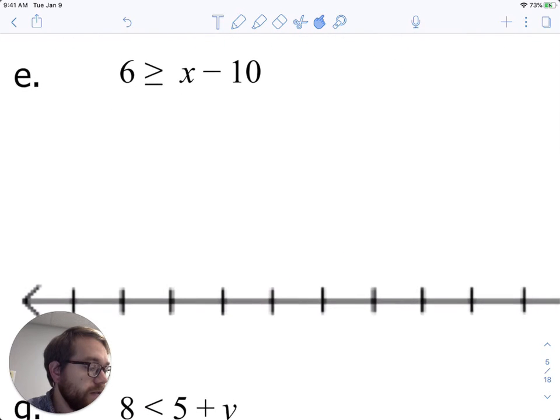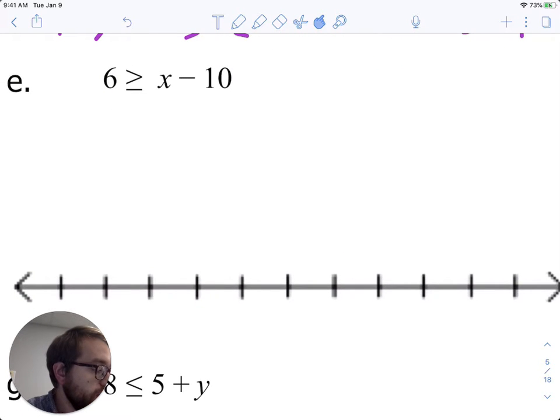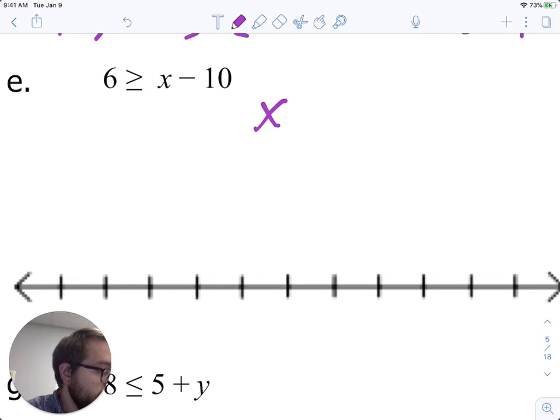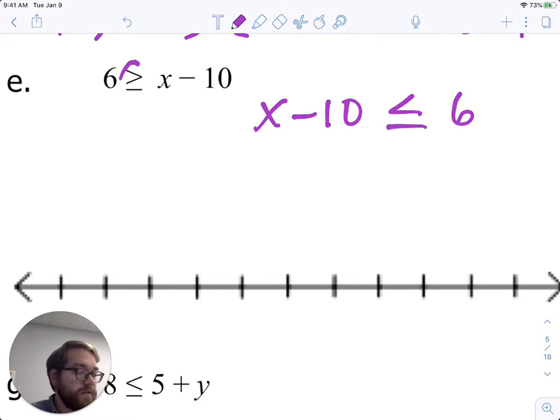Let's do E here. 6 is greater than or equal to x minus 10. So here we have a full inequality that we need to solve in order to graph, like what we have been doing. So I'm going to flip it just like I did all the others. So x minus 10 over here and 6 over here. But I also have to flip the sign, less than or equal to. Okay, it was greater than or equal to. I just flip it to less than or equal to. And then I can solve.